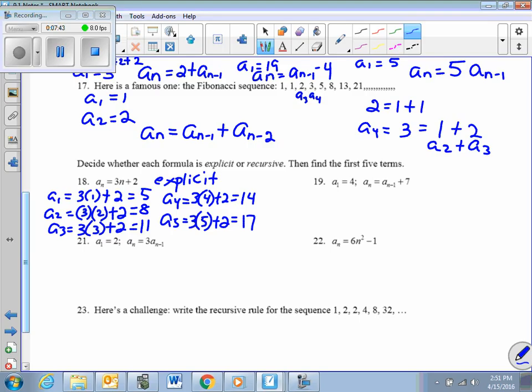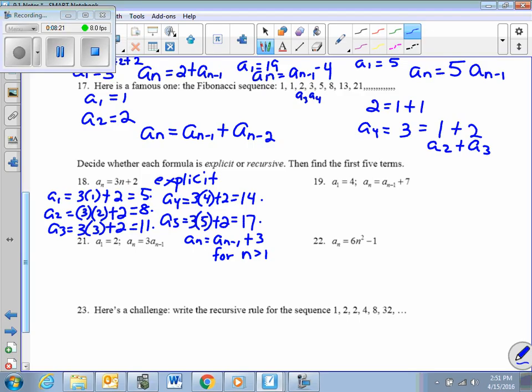Now, let me ask you this. Could I write a recursive rule for this one if I wanted to? What's happening to each successive term? If I go from 5 to 8 to 11 to 14 to 17, each time I go up, I'm adding 3 to the previous term. So I could write a recursive rule for this, couldn't I? A sub n would be A sub n minus 1 plus 3, and of course I have to say for n greater than 1, because I have to be given the first term in a recursive rule.